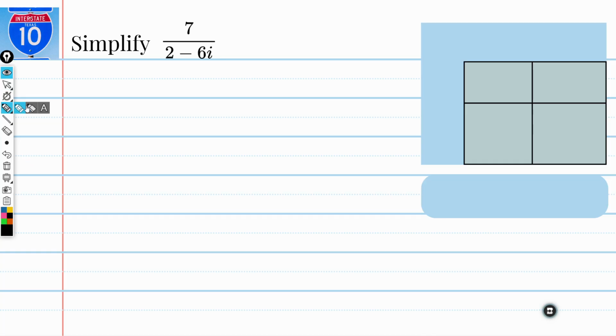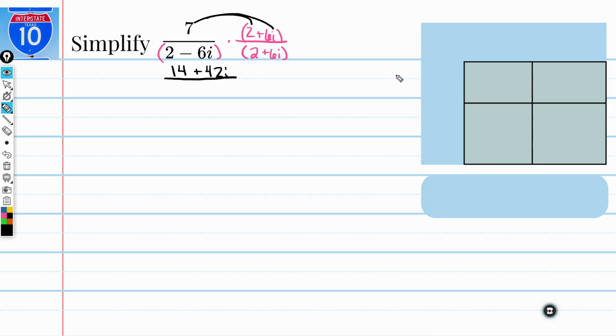So now let's look at where we're taking and dividing it by a complex number that has both a real and imaginary part. So the first step, again, is going to be finding that conjugate of the denominator. So 2 plus 6i. 2 plus 6i. And we're going to multiply these two fractions. So that numerator, we're just going to distribute. And so we end up with 14 plus 42i.